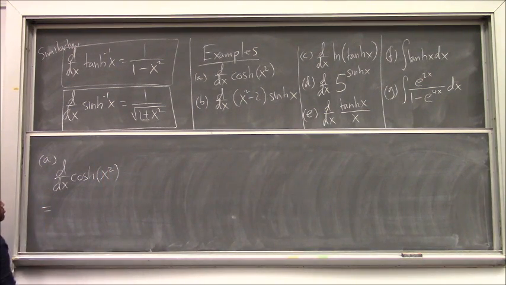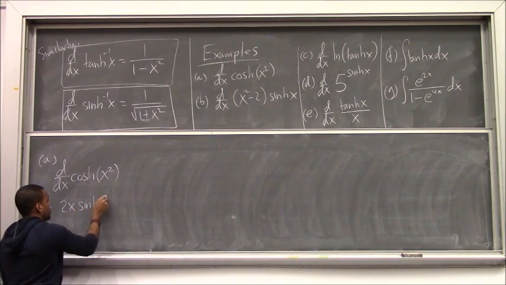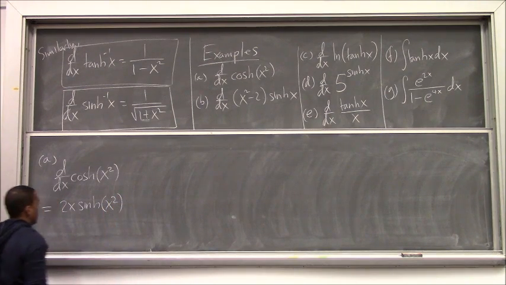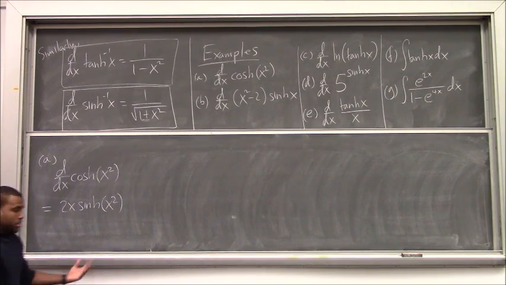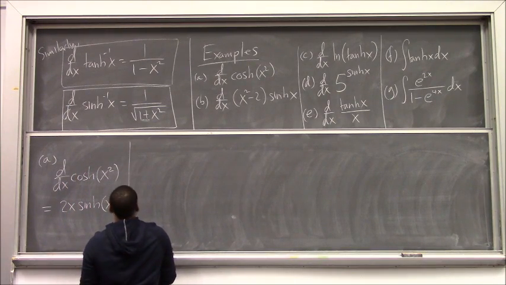How do I do that? Yeah, it's sinh. You need the chain rule there. Just to check if you remember that the derivative of cosh is sinh.